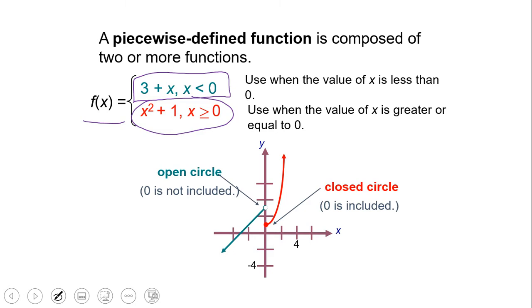For most piecewise functions, the domain is going to be all real numbers, meaning that wherever the first one stops, generally the second one picks up. It doesn't have to be that way, but again, it certainly is the majority of the time.